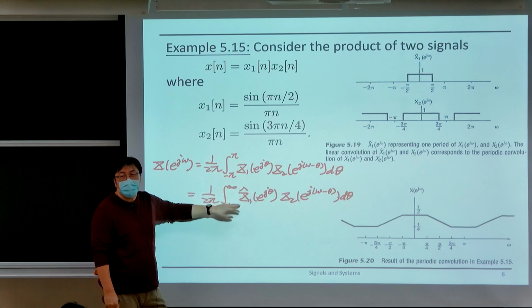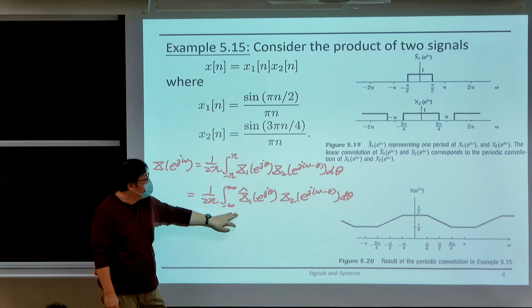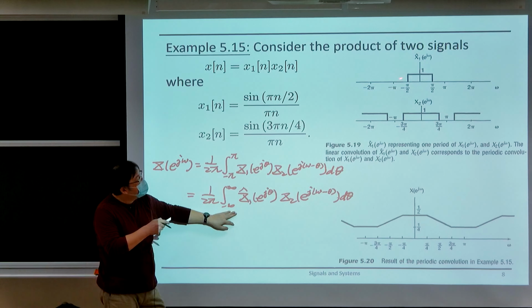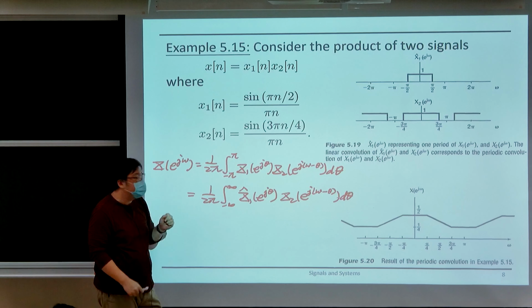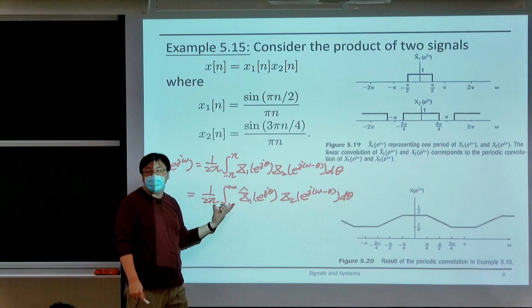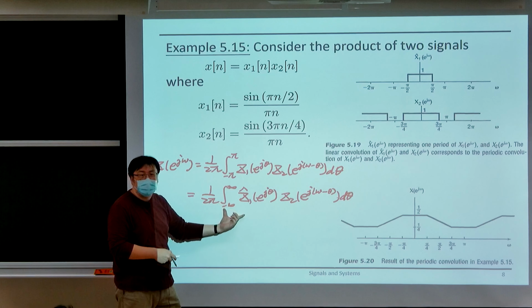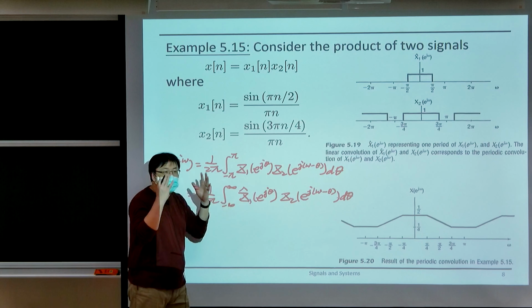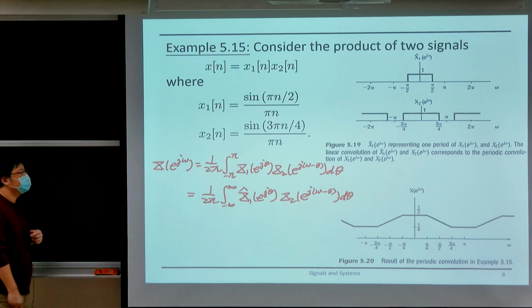The advantage of doing this is that now we don't have to worry about these replicas when we slide the two signals over each other. So now what we have here is a more conventional convolution rather than the periodic convolution. So we're more familiar with it, and our insight is more consistent with this type of convolution.